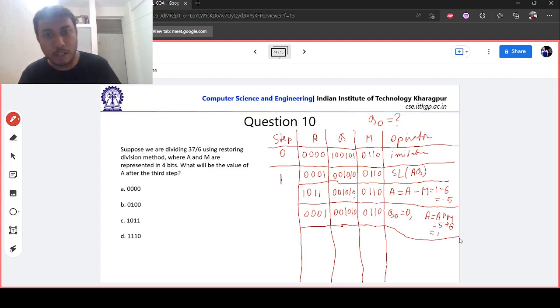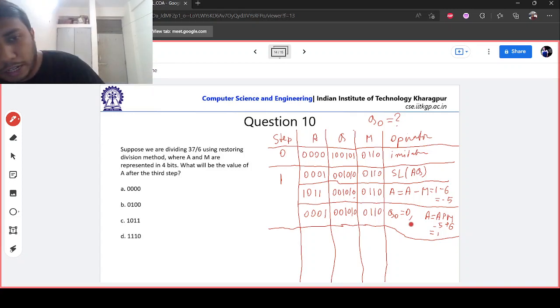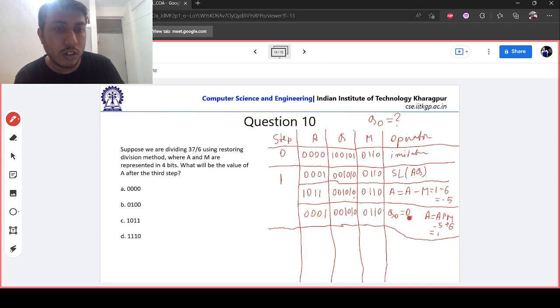Right, so this is step 1 completed. Each step will be the same. Again we will do a shift left, then we will subtract and check the value of Q0. If Q0 is 0, we will do A equals A plus M. If Q0 is 1, we will not do the step.